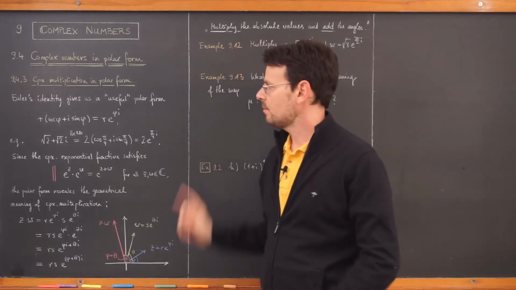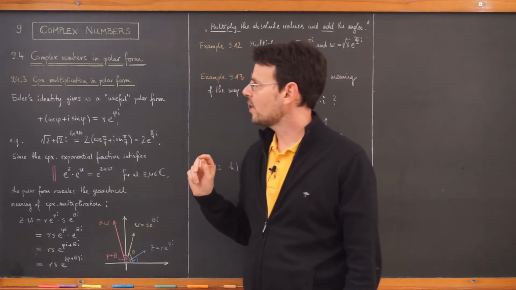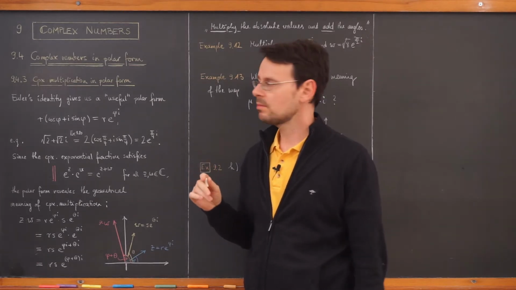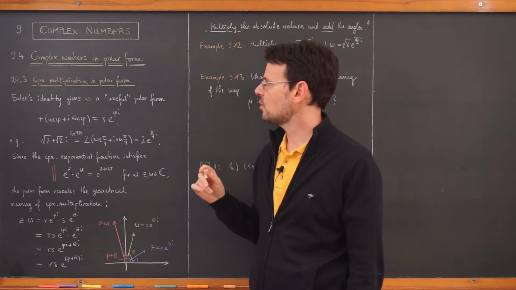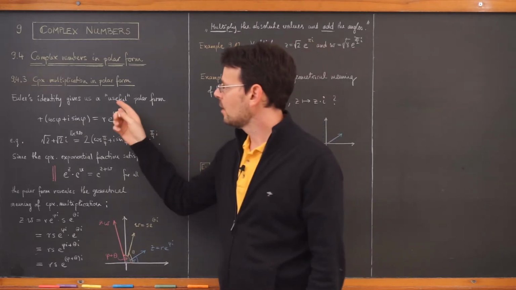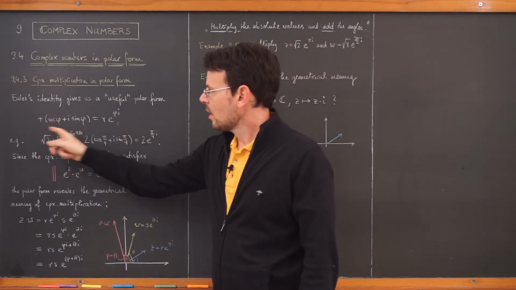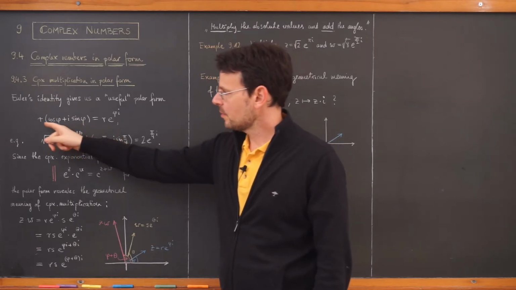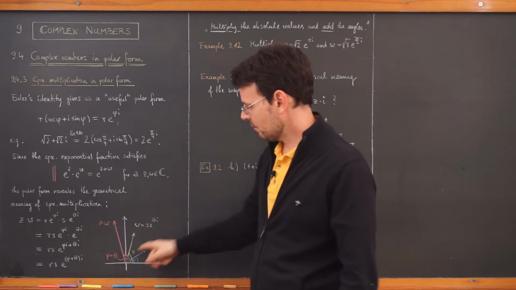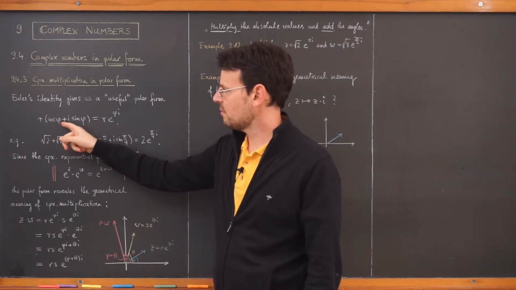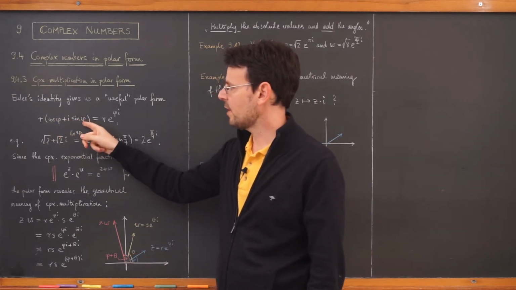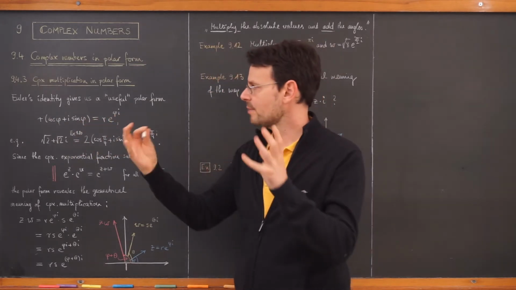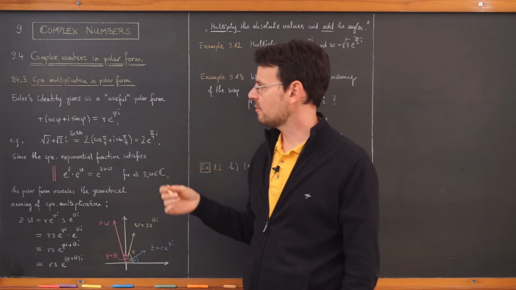Welcome everybody. In this video we are using Euler's identity to understand what the geometrical meaning of complex multiplication is. So remember, we already defined the polar form of a complex number, r, which is the length of the arrow, times cosine phi plus i sine phi. And this was pretty useless because it's much more clumsy to write down than the Cartesian form.